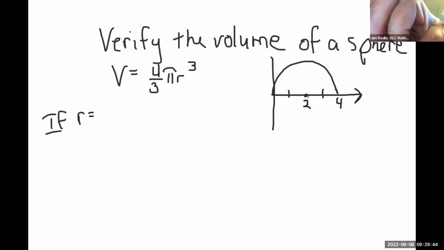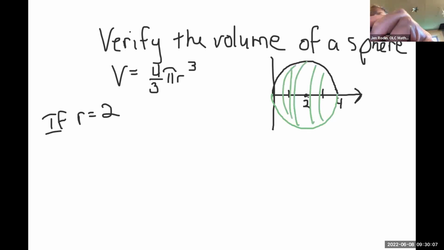So the radius is 2, and this is up to 4. If the radius is 2, and we are going to turn it into a sphere, we could just plug the 2 into the formula and we would have the volume. But I'm just going to show you that we can do it this way too. We could say that we're going to rotate this curve around the x-axis. So it's going to come here.